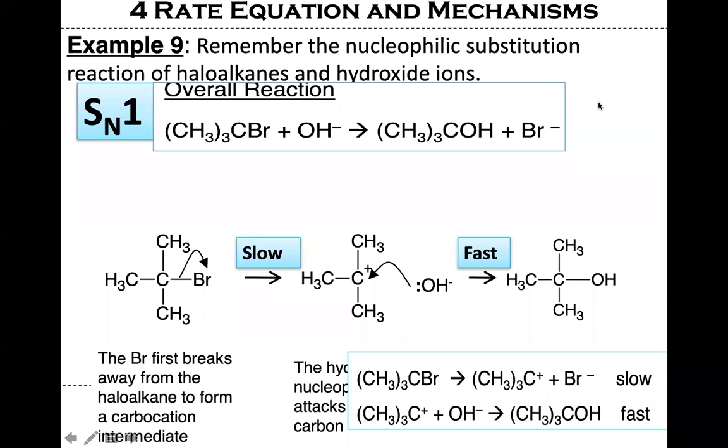That's why in the overall equation, you don't see the intermediate. Usually the species that are in the mechanism, in the steps, which are not in the overall equation, we call them intermediates. Okay, right, moving on.